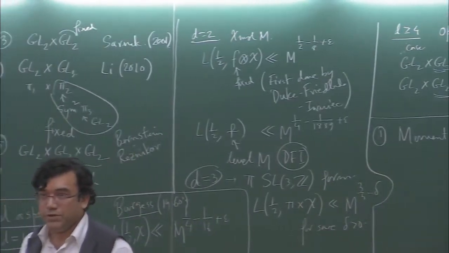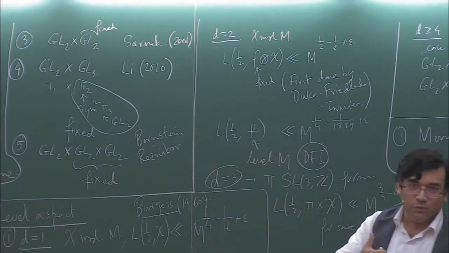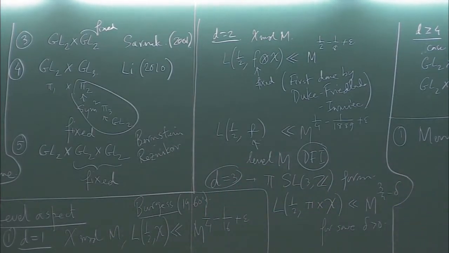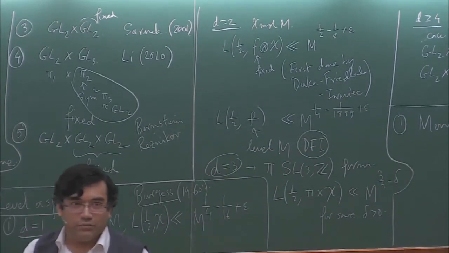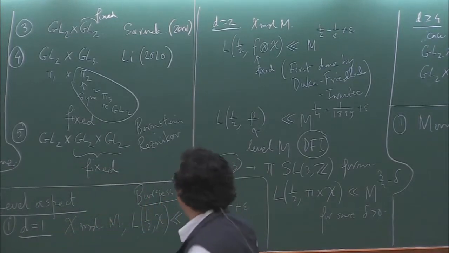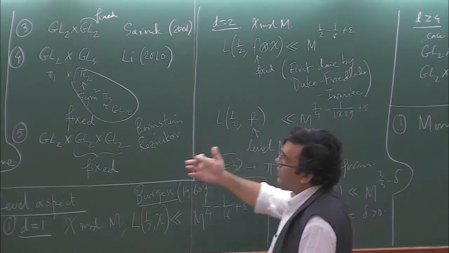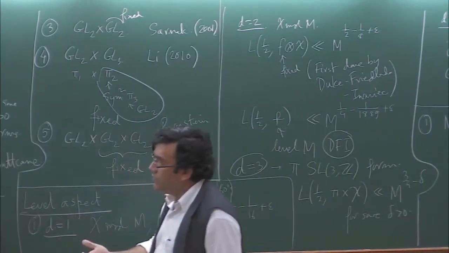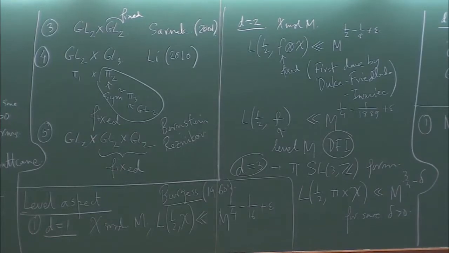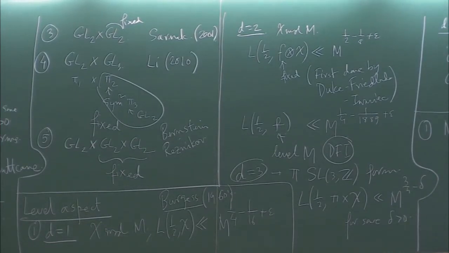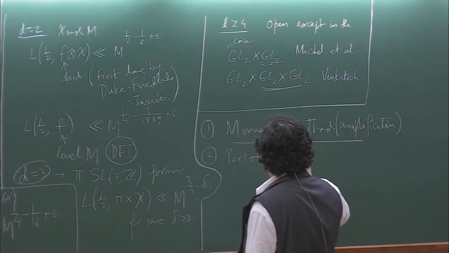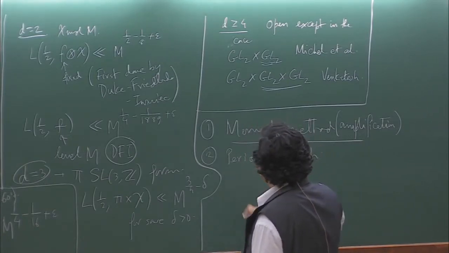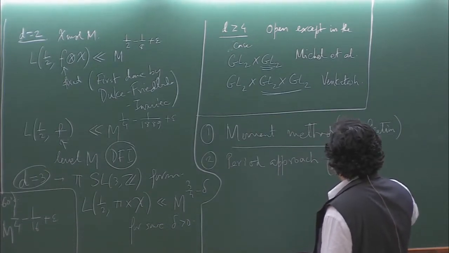So you have to get a family which is not too big, because you want the individual contribution to be significant, and you also want the family to be big enough so that you have a trace formula type of thing. That's the main problem. And from d greater than or equal to 3, it's not really known what family to work with. So the moment method doesn't really work for degree greater than or equal to 3. So there is a period approach, with some ergodic theory.